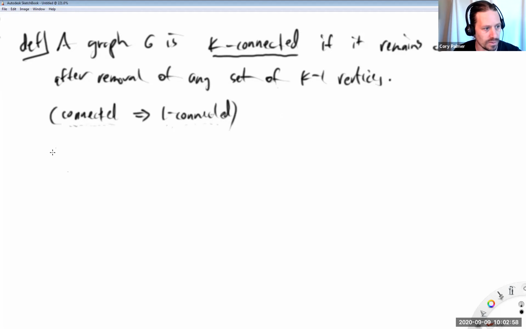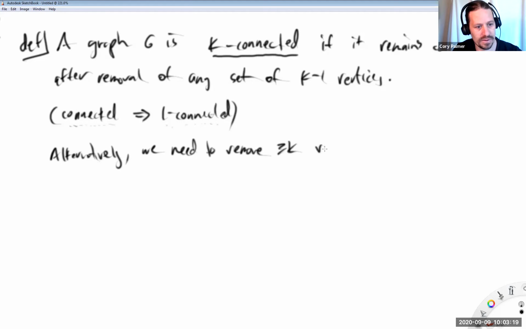Alternatively, what we like to say is that in order to disconnect the graph, we need at least K vertices to disconnect it. You might need more, but you need at least K. So alternative, we need to remove at least K vertices to disconnect it. Okay. I'll give examples of these things in a moment, a few graphs, and we'll determine these values.